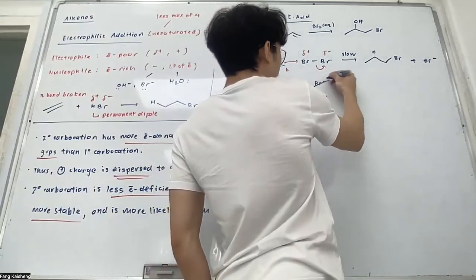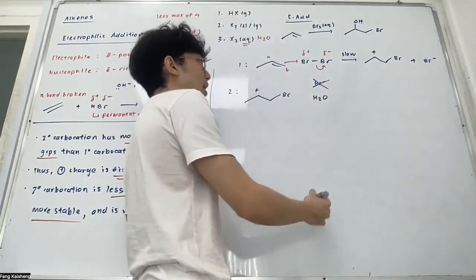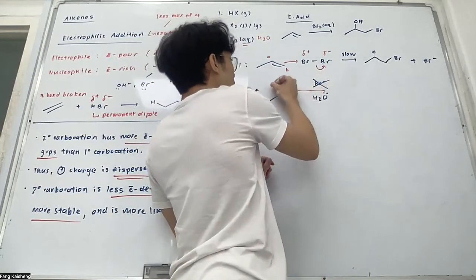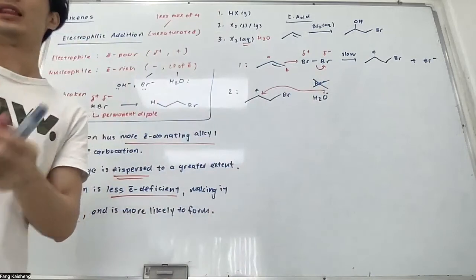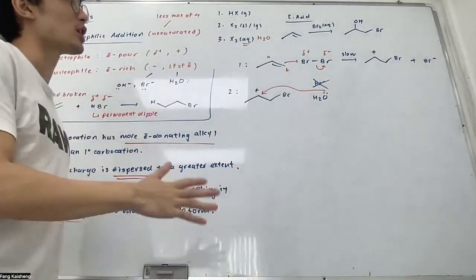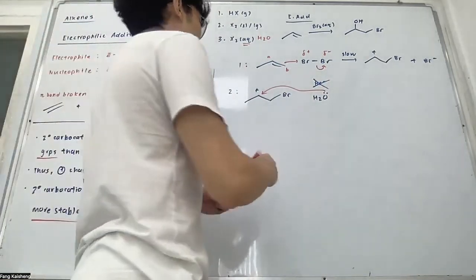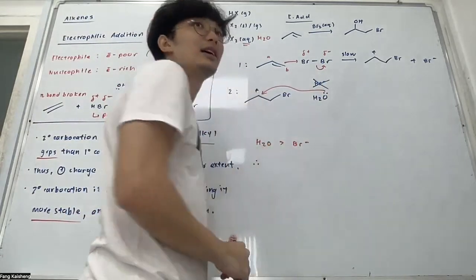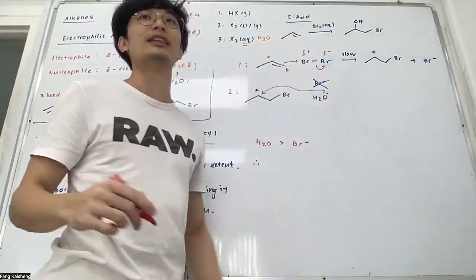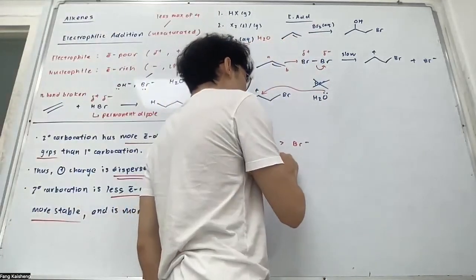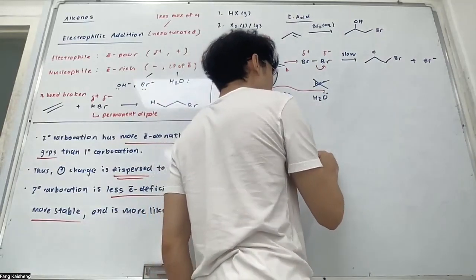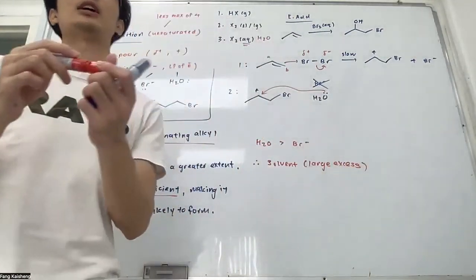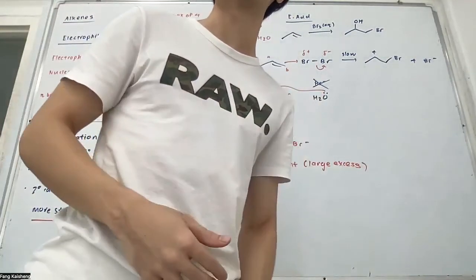So guys, the question here is why is Br minus a lower chance of reacting, and why is water with the lone pair a higher chance of reacting? You attack this carbon over here, right? Any guesses first? Why does water have a much higher chance of reacting than Br minus? Because what is water acting as in this question? Solvent. It's a solvent, and solvent definitely has to be present in large excess, right? That's the answer to it. Because water is present in such a larger amount, obviously it has a higher chance of reacting.